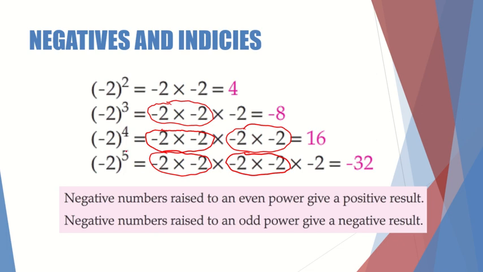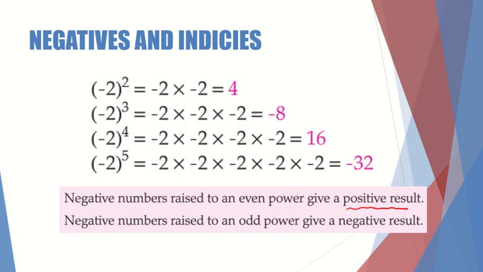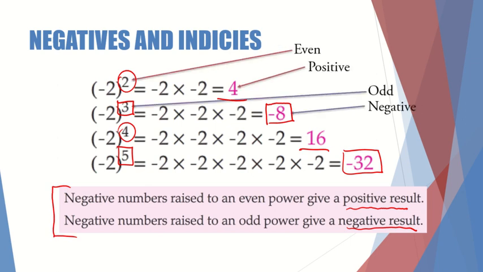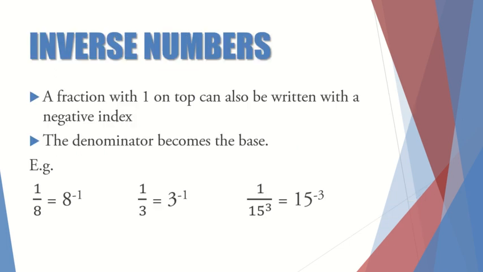So there's a little bit of a pattern occurring here, and this is the pattern. Negative numbers raised to an even power give us a positive result. Okay, so what we're saying there is even, positive answer, positive answer. Negative numbers raised to an odd power, or odd being odd numbers, give us a negative result. Okay, so you've got odd, negative, negative. All right, so these are two quite crucial points you might want to write into your notes. And we sort of made that point already.